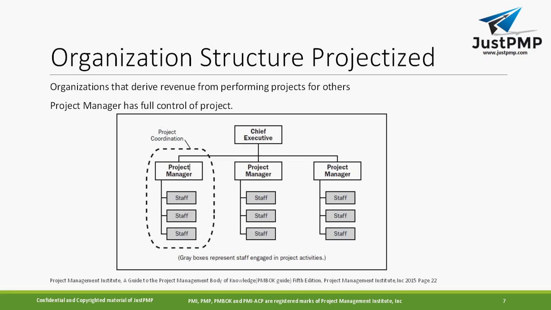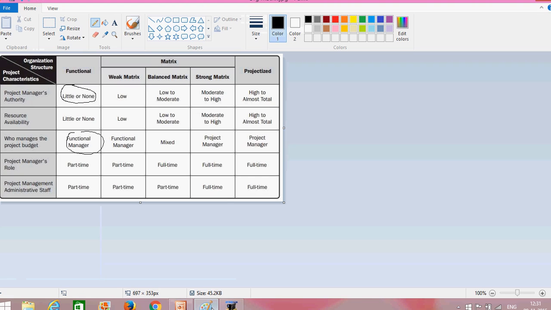Let me show you the diagram. In the projectized organization, the project manager has high to almost total control over the project. Resource availability is the project manager's responsibility. The project manager is responsible for managing the project budget. The project manager role is full time here. He is responsible for delivery of the project. Project management administrative staff are full time. So this is a projectized organization.